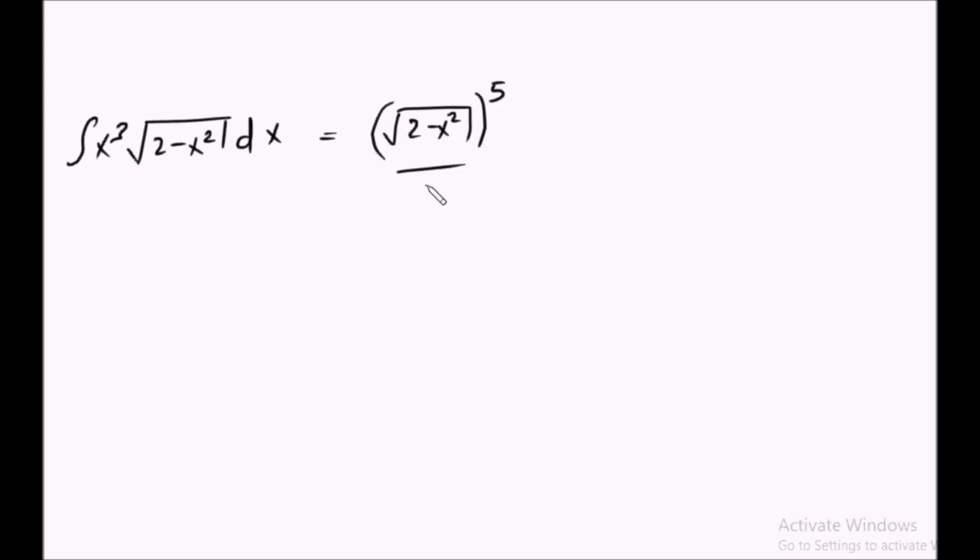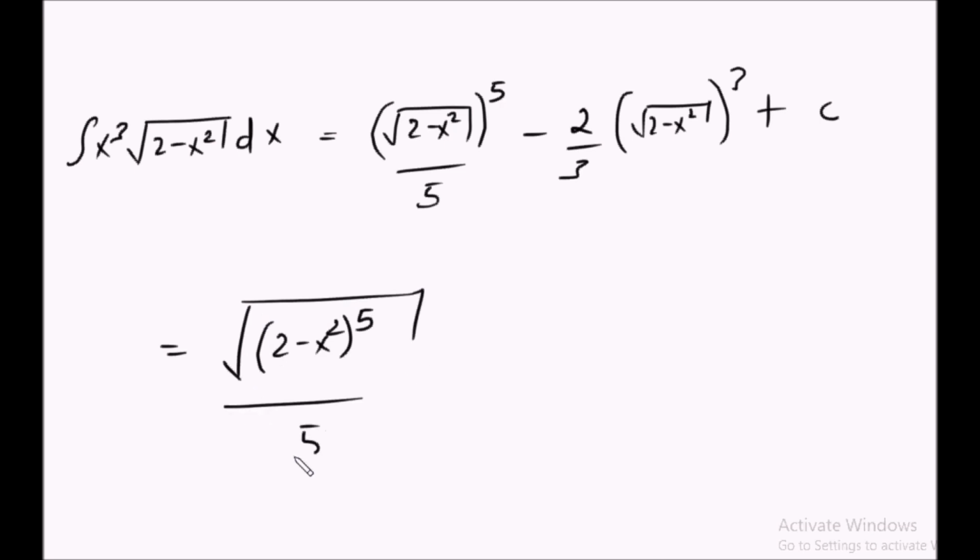So I have done substitution method. Nimekuja kupata kwamba nikiintegrate huyu 2 minus x squared 2 minus x squared dx, pale napata 2 minus x squared, so power 5 over 5 minus 2 over 3, so 2 minus x squared power 3 plus c.